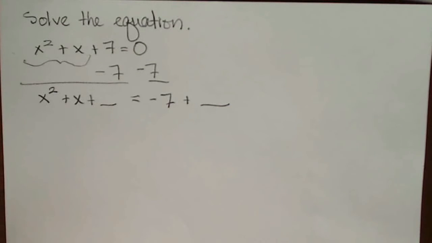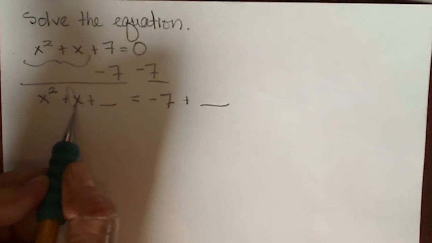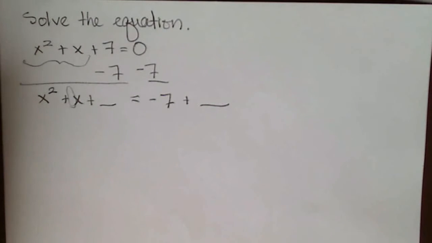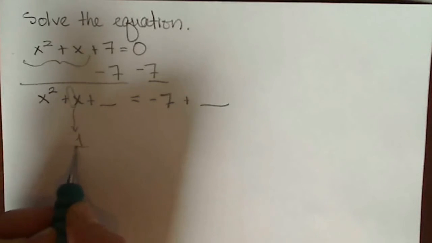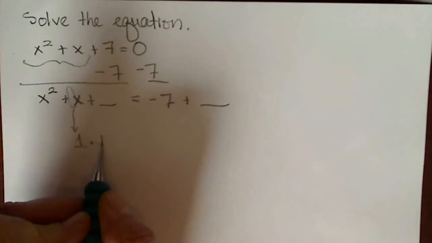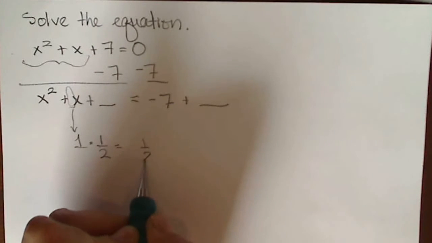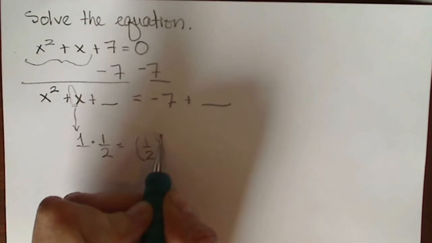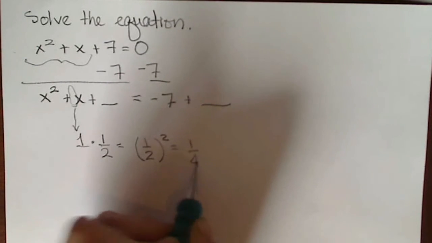Now I need to determine what I'm going to add to both sides. Well, I take the coefficient of the x term. If it's not shown, it's assumed to be 1. I'm going to multiply that by 1/2, which gives me 1/2, and then I'm going to take that and square it, which we know equals 1/4.